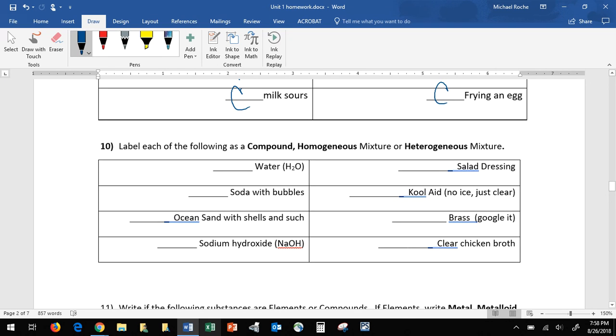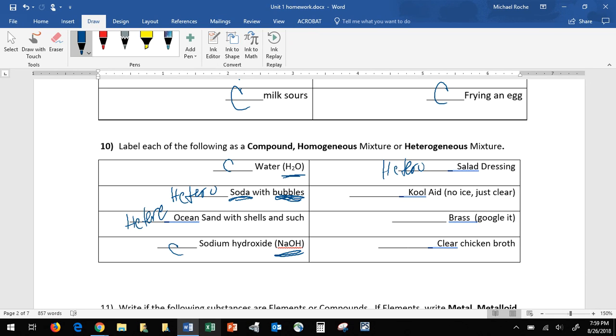Now, compound is homogeneous or heterogeneous. Compounds will have the same ratio no matter where you have them. So when you have things with chemical equations, that's going to be a compound. Mixtures, being homo or heterogeneous, just means, are you going to see interfaces or borders between the multiple things, the mixture of things in there. So soda with bubbles, you'll see a border between the bubbles and the soda. So that's going to be hetero. Ocean sand with shells and such, that's going to be hetero, because you can kind of see where one begins and one ends. Salad dressing, again, it's assumed you're going to see some herbs in there and whatnot.